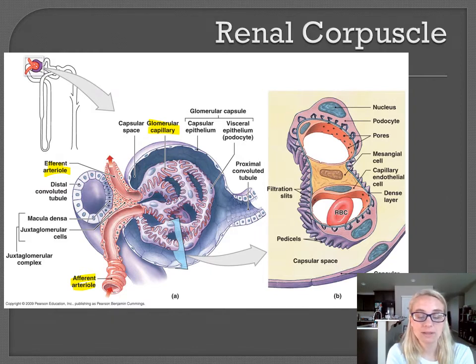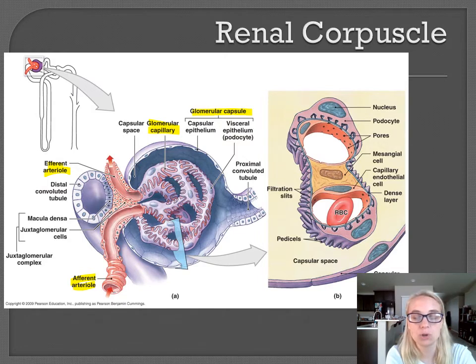If you'll notice, this capillary bed is housed within a capsule called the glomerular capsule. Right here. Used to be called the Bowman's capsule, so you might see that word somewhere else, but they're trying to shift away from the people's names. So the glomerular capsule is this cup almost that sits around the capillary bed and will be collecting all of the stuff that gets filtered out in that process of filtration.